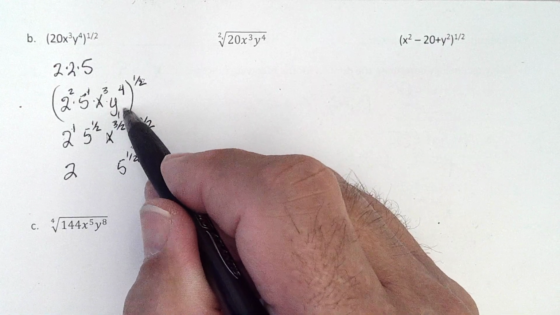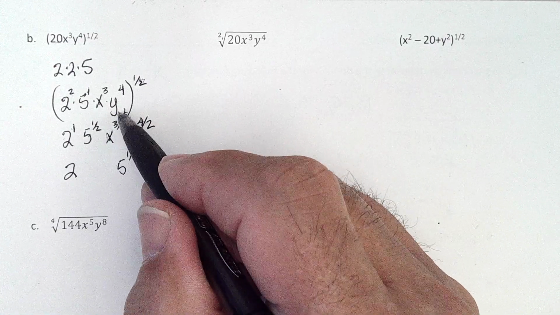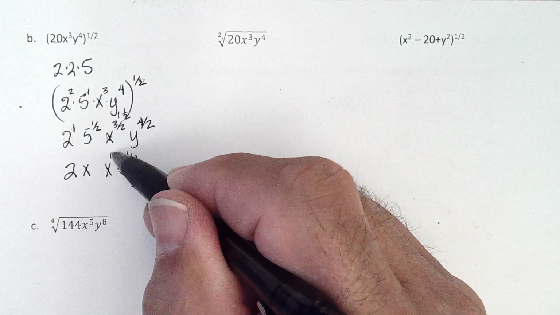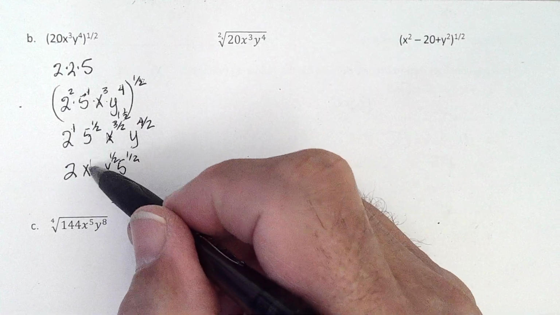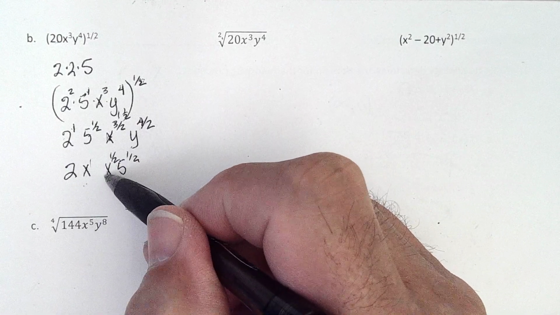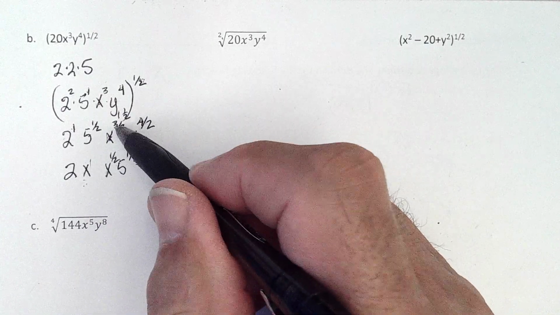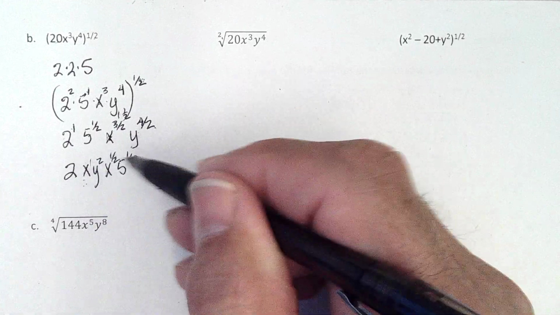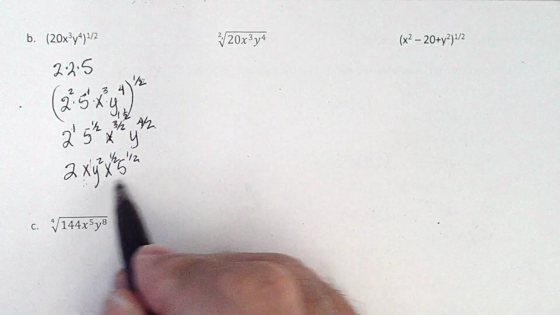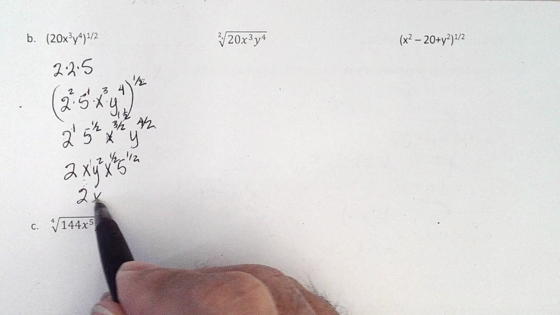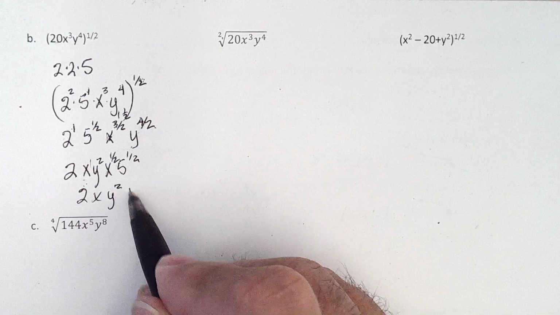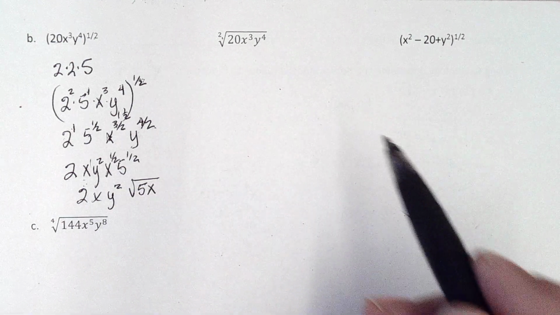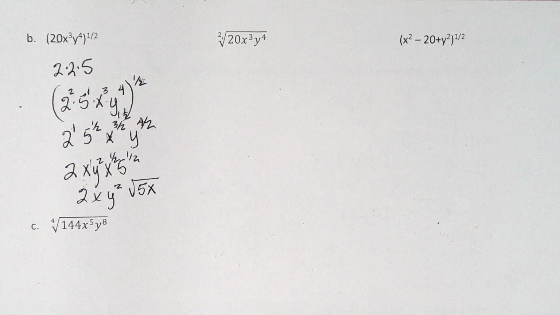3/2 is 1 and 1/2, so I can write x to the 1 and x to the 1/2. If I were to multiply these, I get x to the 1 plus 1/2, or x to the 3/2. 4/2 reduces to 2, so it's y to the 2. Now, another way to look at this is 2xy squared, square root of 5 still, and the x still. And there's something wrong.